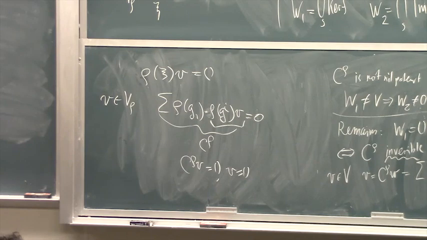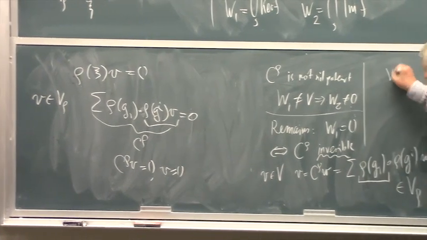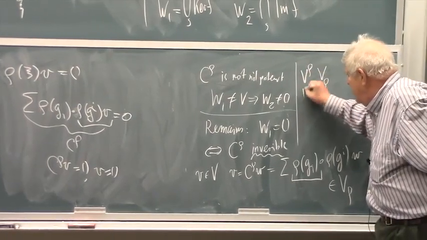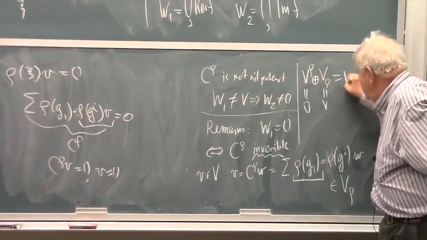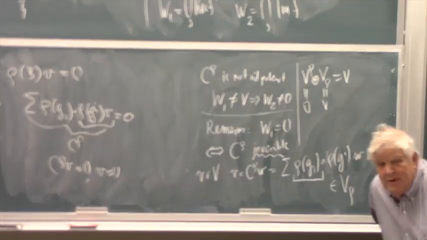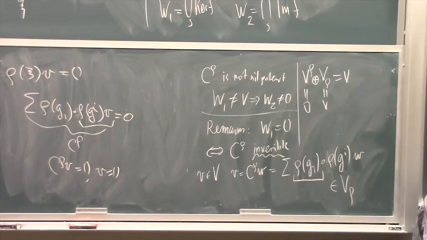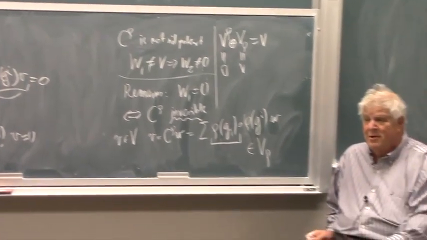I don't know what else to say. So in this dangerous case, we have that V sub rho is V, V super rho is 0, and I don't see any reasons to doubt that V is the direct sum. Now the theorem is done.